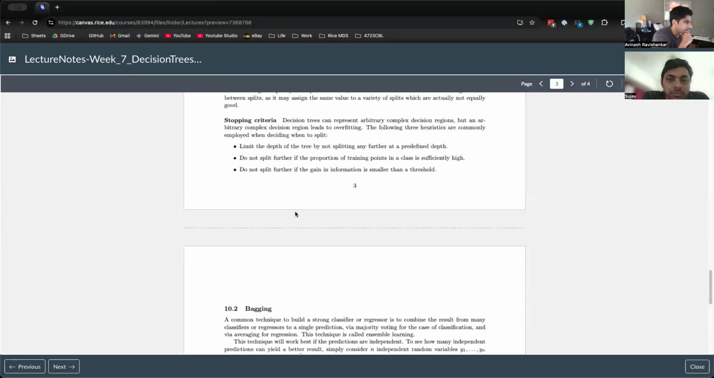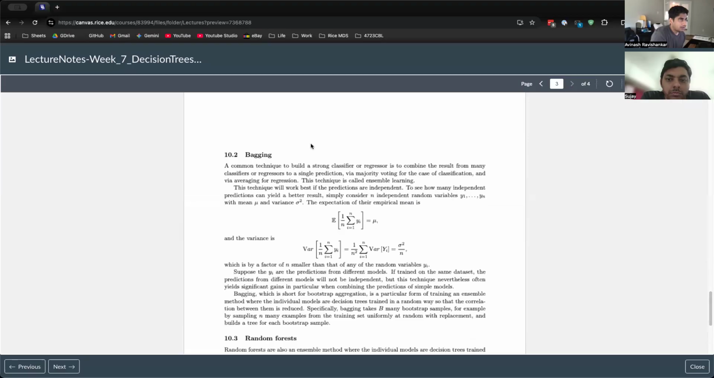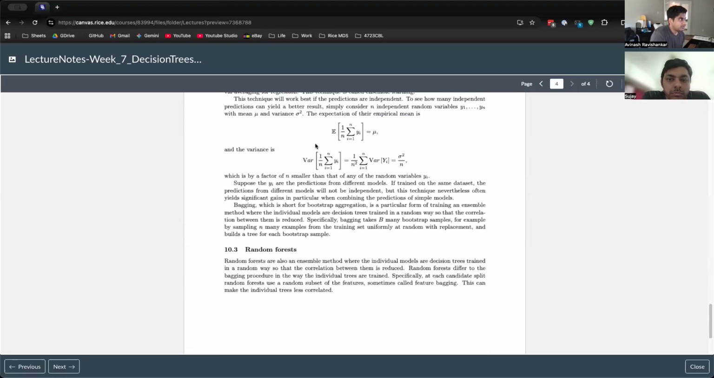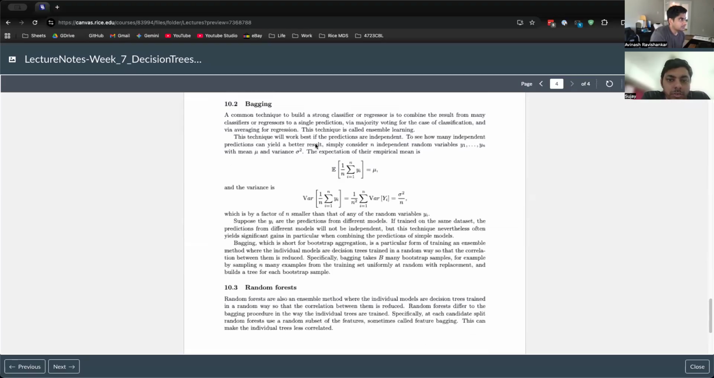And then the last page here is bagging and random forests. Bagging, I saw it stood for something though, right? Yeah, bootstrap aggregation. A common technique used is... I want to understand this because I keep hearing this word.